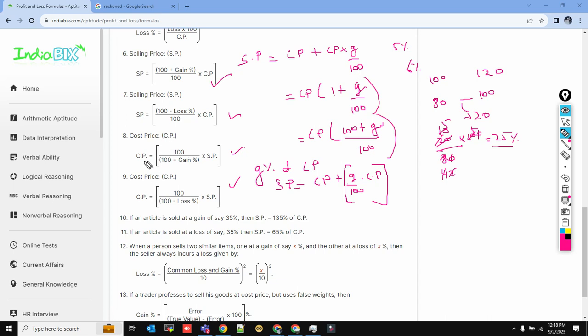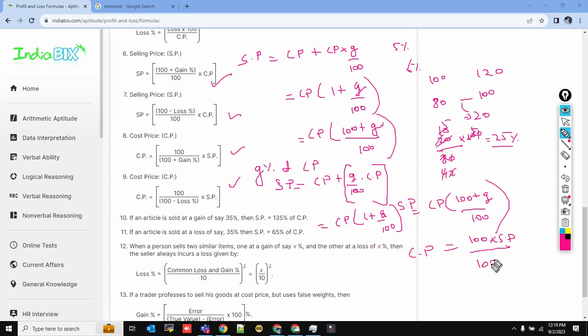See, if you have a gain percentage, how will you find the cost price? Take the cost price common, 1 plus G by 100. Then if you take an LCM, this will be cost price into 100 plus G by 100. This will be the selling price. You need the cost price, what you have to do? Take this 100 this side. This will be 100 into selling price divided by 100 plus gain percentage. And that is what is here.